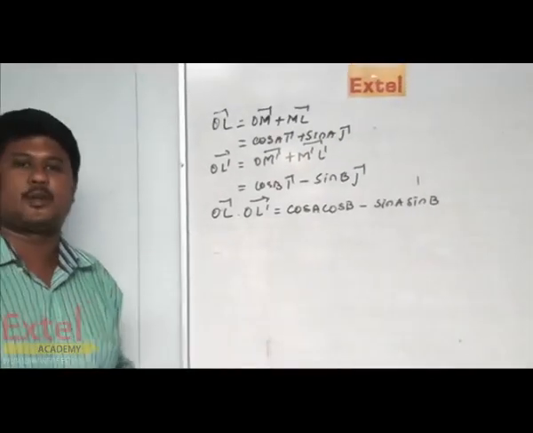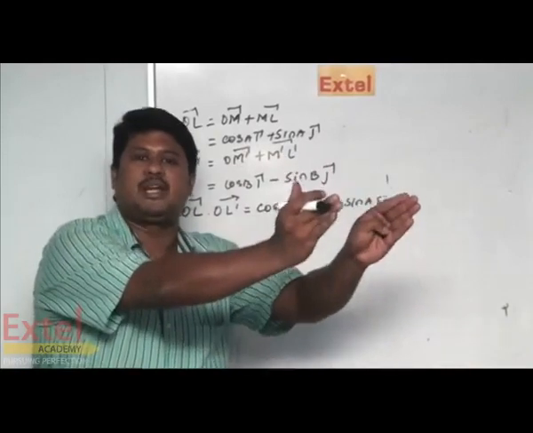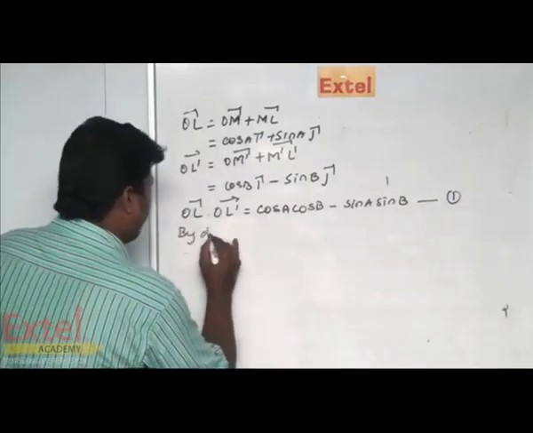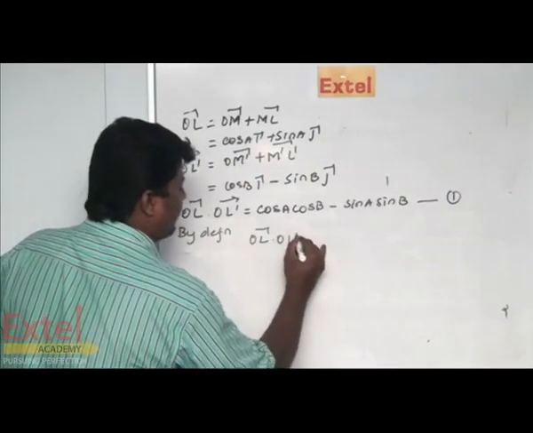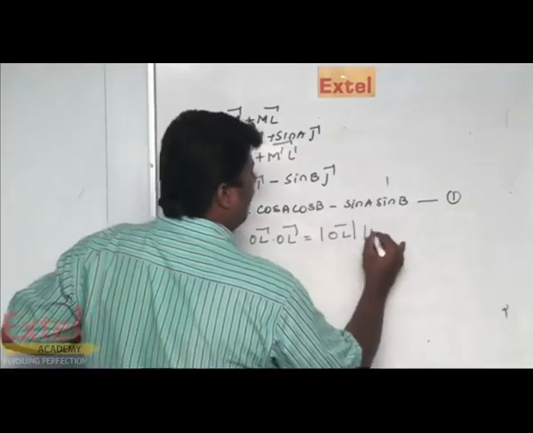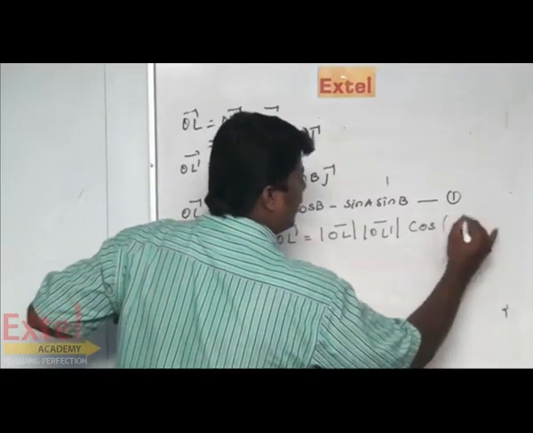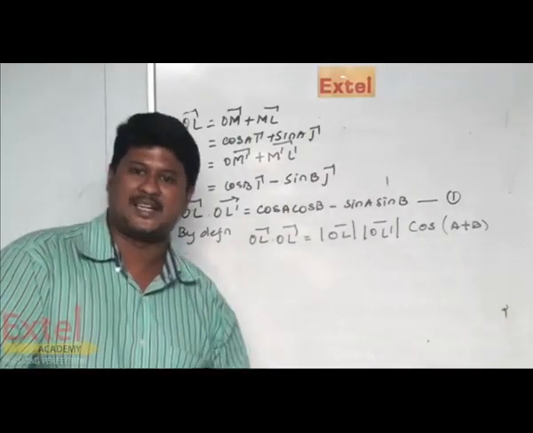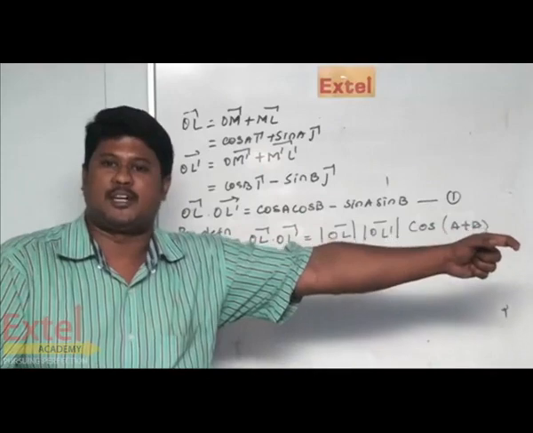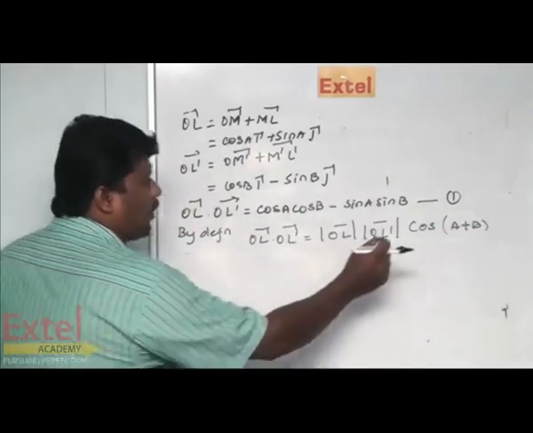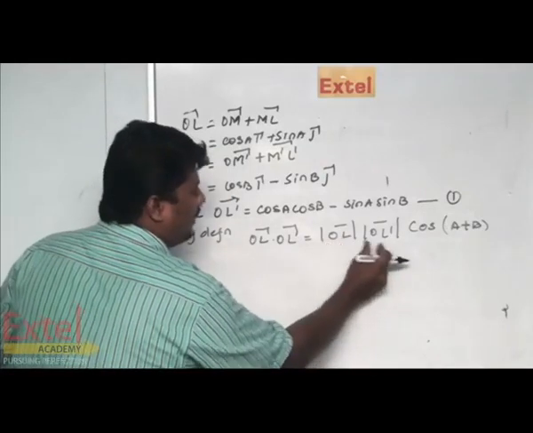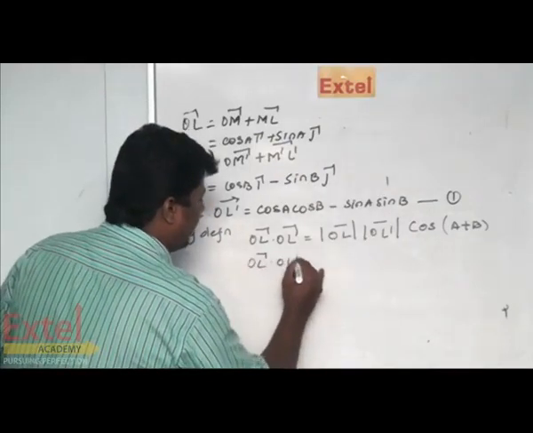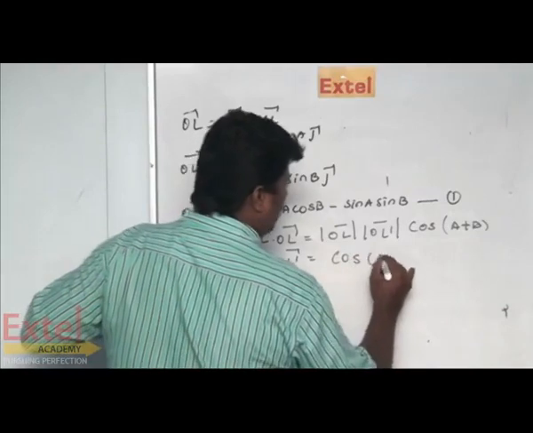By definition, we know that A vector dot B vector is equal to modulus of A, modulus of B, cos theta. Here, cos A cos B minus sin A sin B is taken as the first equation. By definition, the OL vector dot OL dash vector is modulus of OL and modulus of OL dash into cos theta, where theta is A plus B. The angle between OL and OL dash, that is angle POQ, is A plus B, from your diagram. Since the modulus of OL and OL dash are both 1, we have cos A plus B.